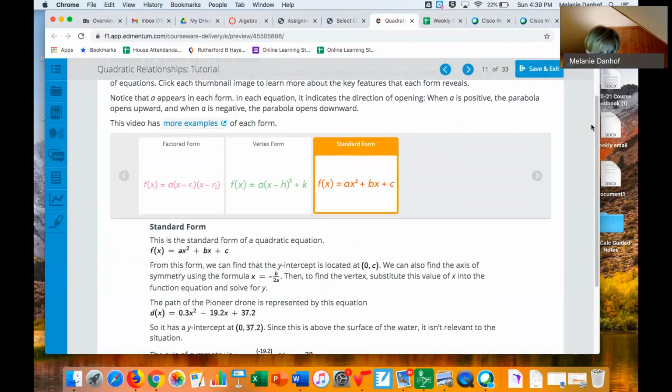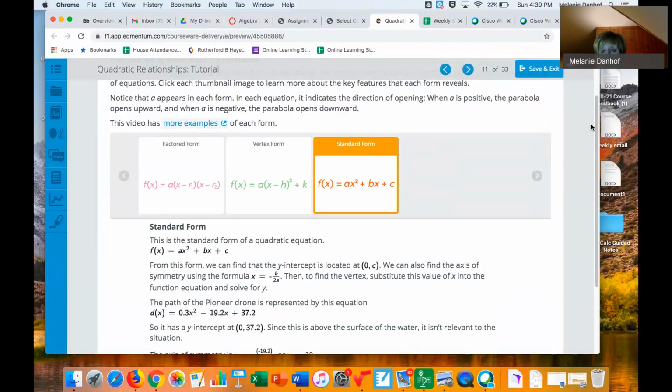And the standard form is what we're most familiar with, because we've already looked at the quadratic formula in our first unit, unit 3, that we did. And the standard form uses a, b, and c. And first of all, we can find the y-intercept at (0, c). All that we're doing is we put 0 back in for x in the terms of ax squared and bx, and they cancel out. So we know automatically that the y-intercept is (0, c) when our equation's in this format.